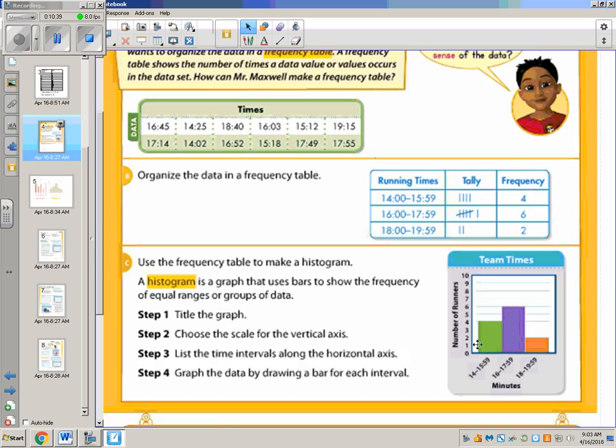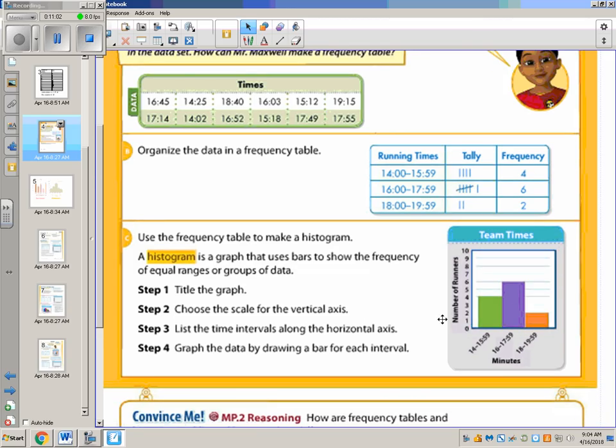Then after you've done that, you look and see, okay, how many runners ran in 14 minutes? So we look at our table and there were 4 people. So we make a bar going up to 4. When we look at our next time slot, there were 6 people. So we make a bar touching the first bar that goes up to 6. And then the third bar was 2. So they went up to 2. So that is how you make a histogram.